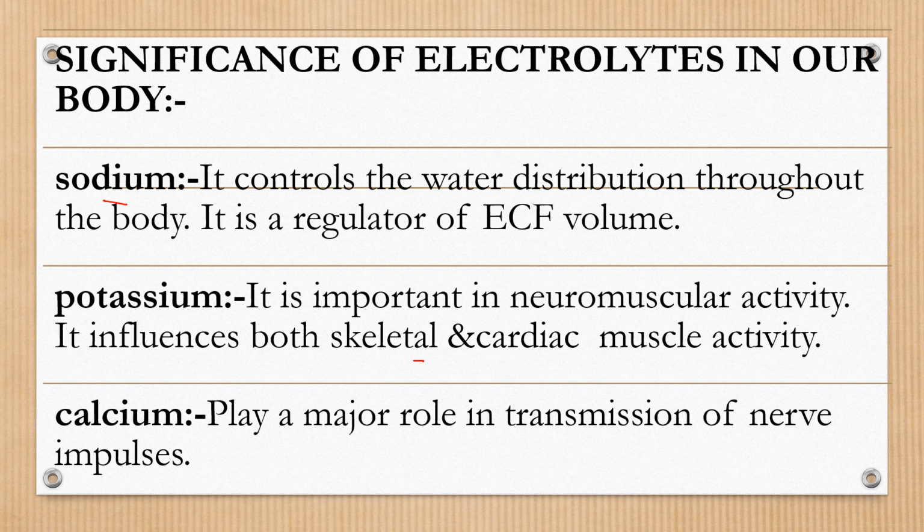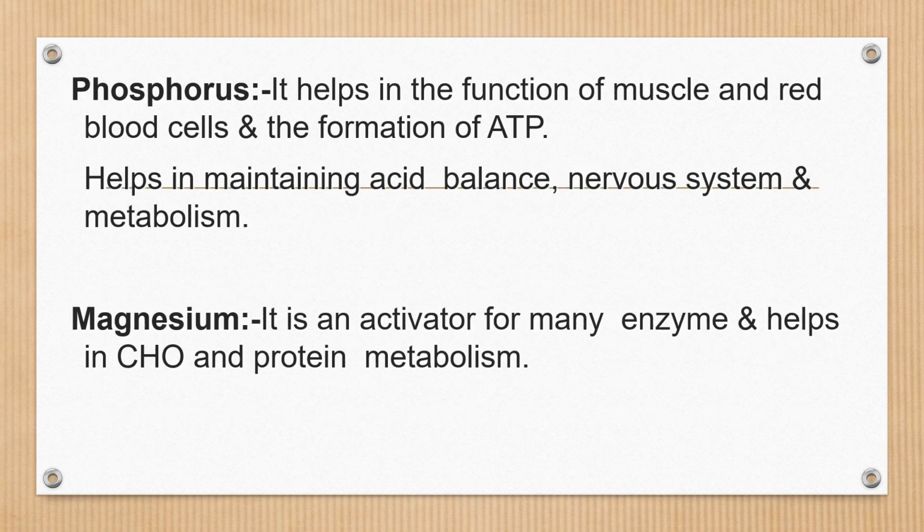Then calcium plays a major role in transmission of nerve impulses. Phosphorus helps in the function of muscles and red blood cells, as well as helping maintain the acid balance, nervous system and metabolism. Then magnesium is an activator for many enzymes and helps in carbohydrate as well as protein metabolism.